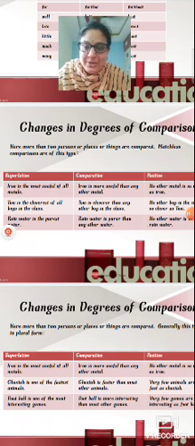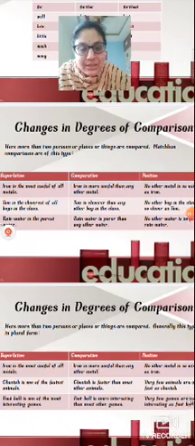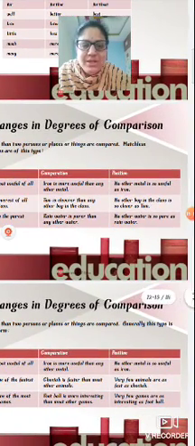Yes, superlative: iron is the most useful of all metals. Comparative: iron is more useful. See the changes. So there is a change in the superlative and also in the comparative: iron is the most useful; iron is more useful than any other metal. Of all metals, any other metal. And when it comes to the positive, no other metal is so useful as iron.